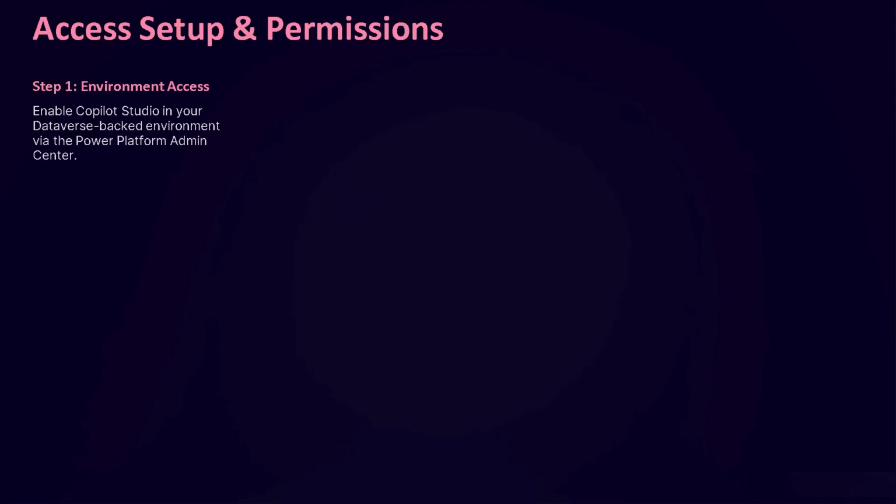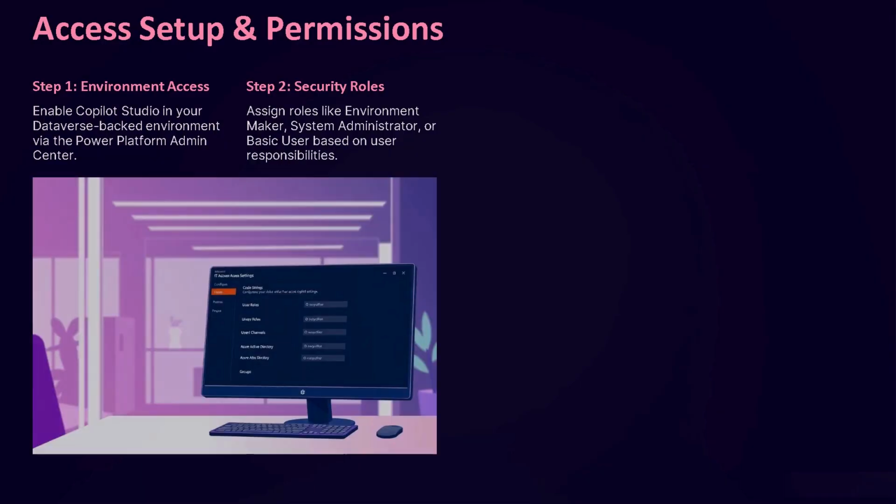Then we see the access setup and the permissions required. First is environment access of the Copilot. Enable Copilot in your Dataverse backend environment via the Power Platform Admin Center. Then security roles. You can assign security roles like environment maker, administrator, system administrator, or basic user based on your user responsibilities. This illustrates the key steps to configure access and permissions in Copilot Studio. It gives the user permission on what they can do and to what depth they can do it.